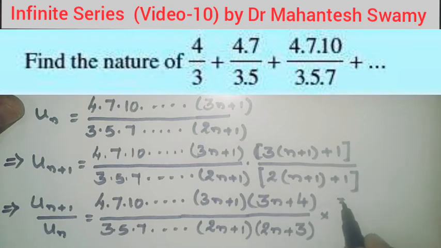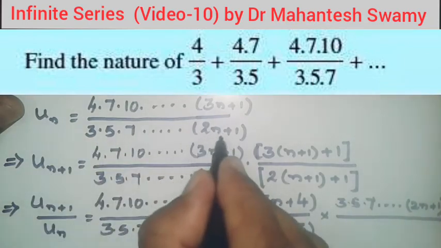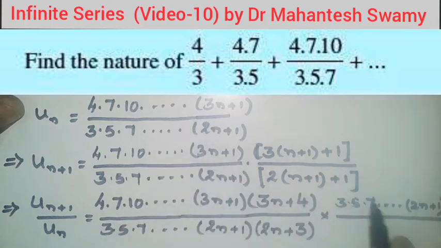Therefore, it is 3 into 5 into 7 into dot dot dot into 2n plus 1. The numerator first we have written, that is the denominator of un we have written in the position of numerator, and the reciprocal, therefore 4 into 7 into 10, it comes to the denominator. So at the end, this much.